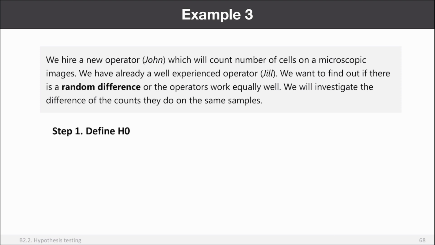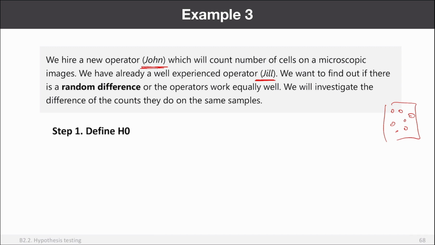Now let me explain how the variance test works, using an example. I will use the case study that I had in example 2 in the previous practical cases. You remember we had two operators who count the number of cells on a microscopic image. Operator Jill is a very well experienced operator. She has been working in our company for many years, and we are quite confident. And then we have a new operator, John, whom we want to test, to see how good he is.